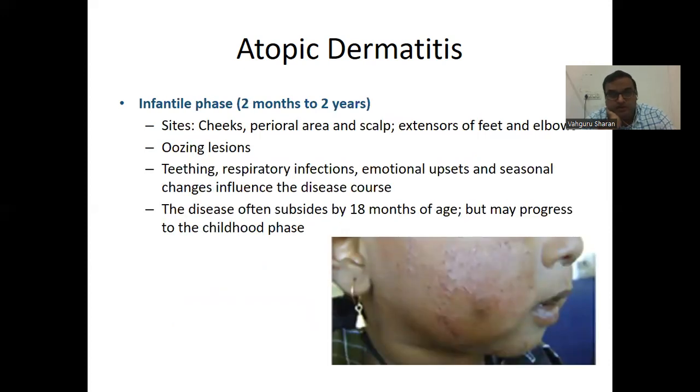Infantile phase of atopic dermatitis, 2 months to 2 years. Sites involved are cheeks, perioral area, and scalp, extensors of legs and elbows. These lesions are typically oozy.